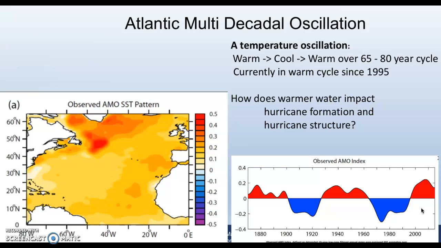So what this says is that since 1995, the ocean temperatures have been increasing, particularly over the North Atlantic, but also off of the coast of Africa. And we're really looking at this area because this is where the ITCZ is located, the Intertropical Convergence Zone. And when we note that temperatures are warmer in this area, they fuel that stationary front in the area. So my question to you is, how does warmer water impact hurricane formation and hurricane structure? That's not a tough question for you at this point, but think about it and go through it in your head. How does warmer water impact hurricane formation and hurricane structure?